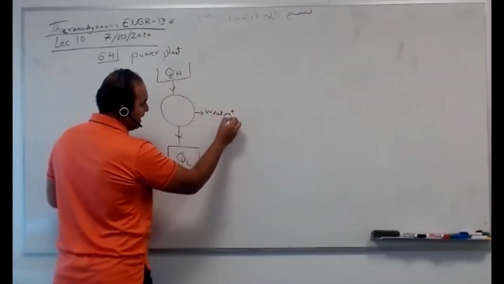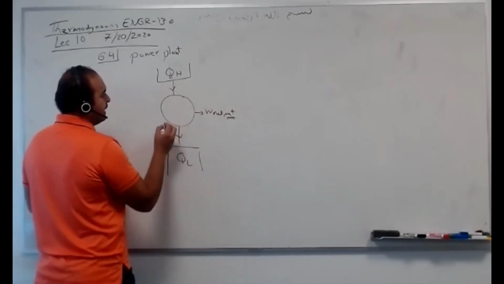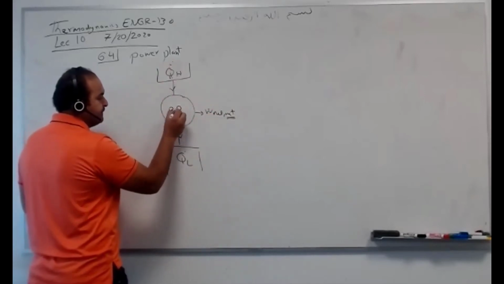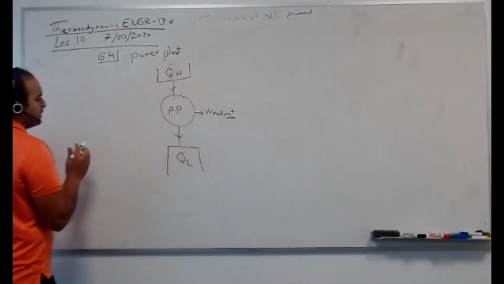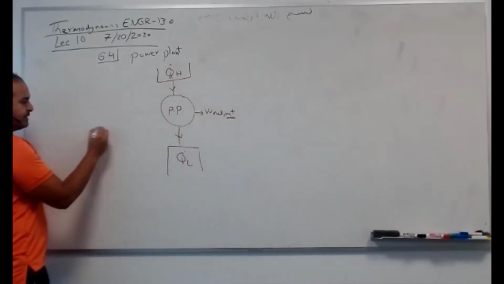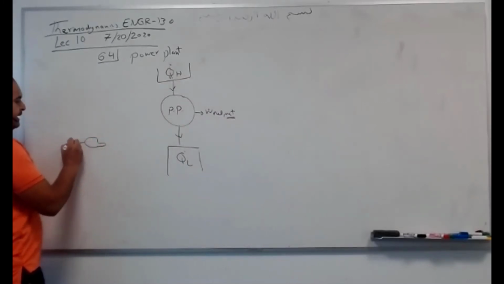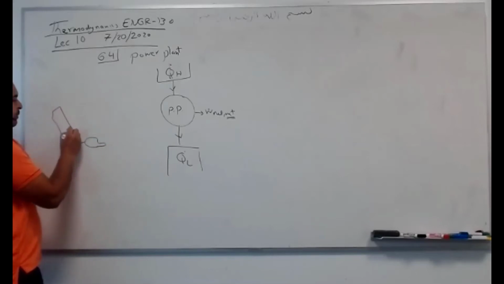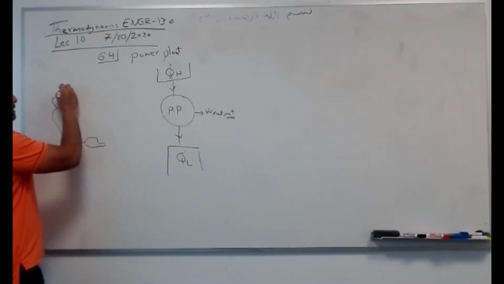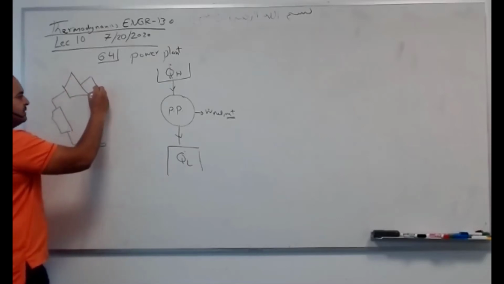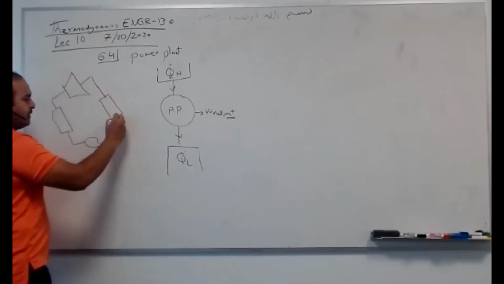I will discuss why. W net can be W dot, everything can be dot. And this is a power plant. A power plant has 4 components. We discussed them last time. For example, it has a pump, it has a combustion chamber or boiler, it has a turbine that expands the flow, and it has a condenser.